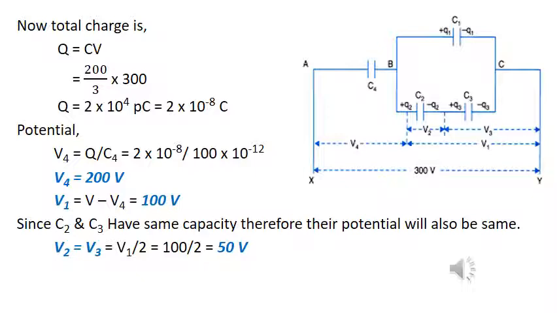Next, C2 and C3 have the same capacitance and hence they will also have the same potential difference. As we can see, the potential difference across C2 and C3 is V1. So V1 will be equally divided between C2 and C3. And we have obtained the value of V1, which is 100 volt. So the potential difference across C2 is 50 volt, and that will also be across C3.